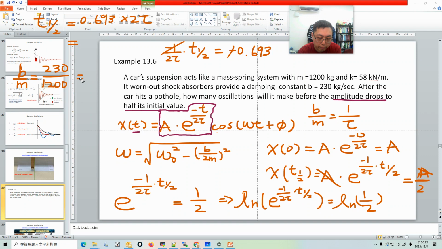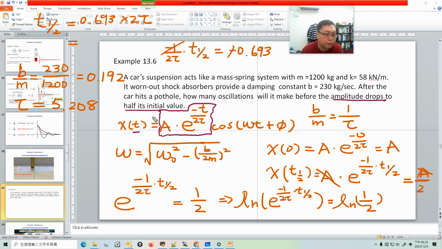B over M is 430 divided by 1200, so it's 0.192. Okay, so what's our relaxation time? B over M is the reciprocal of the relaxation time. So our relaxation time is 1 divided by 0.192. Let's take three digits: 5.208. That's our tau.